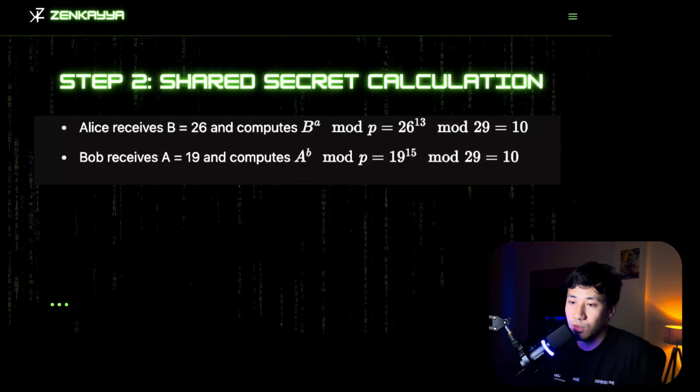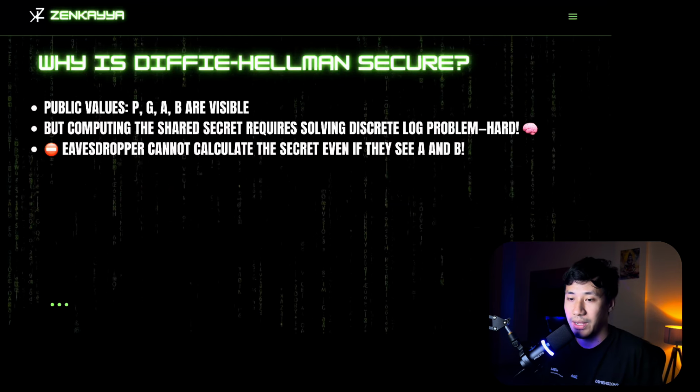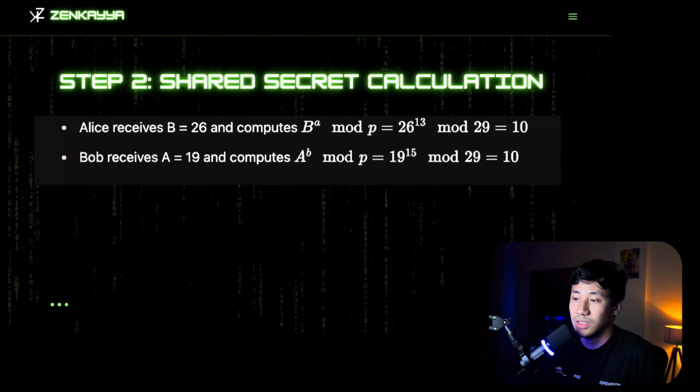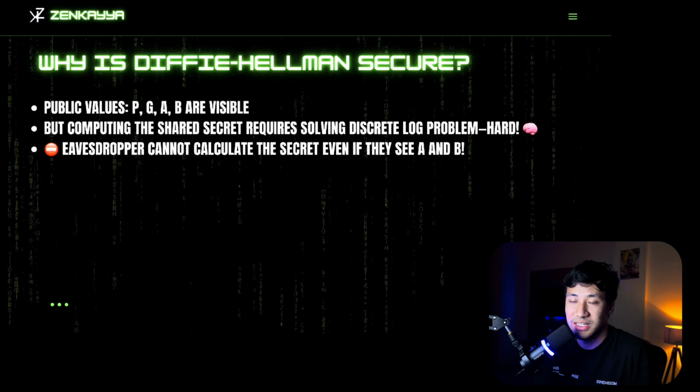That is the whole point of Diffie-Hellman. The public values p, g, A, B are visible, but computing the shared secret requires solving the discrete log problem, which is difficult in nature. An eavesdropper cannot calculate the secret even if they see A and B. Even though p, g, A and B are visible, they can't find the final common code. That is how this has been designed.